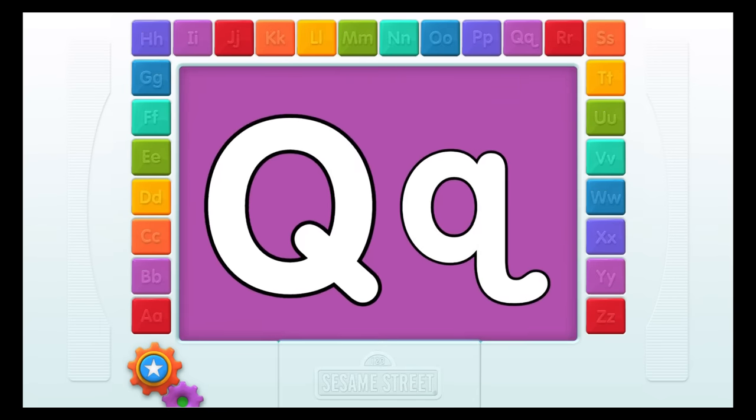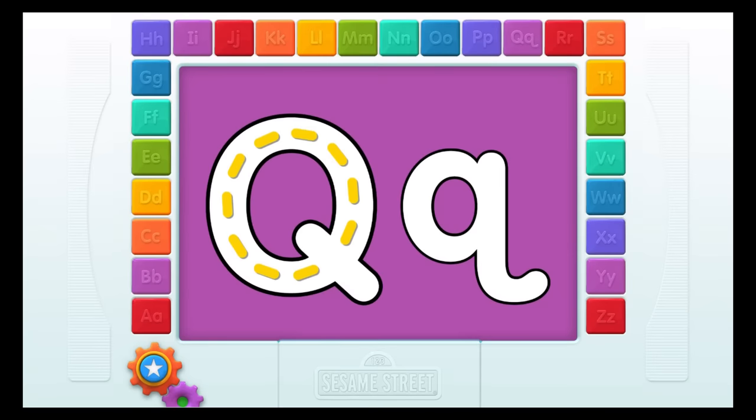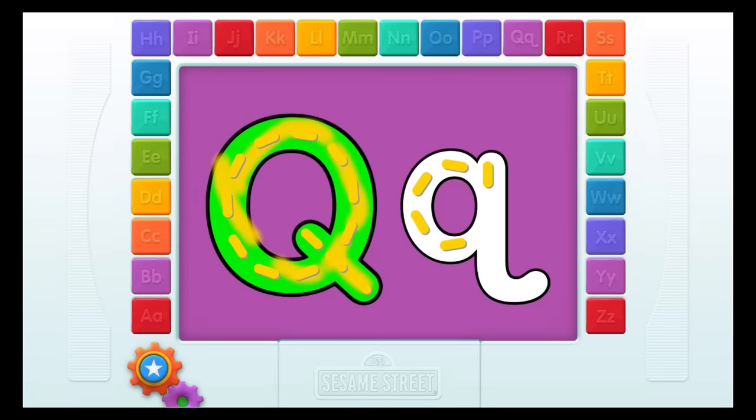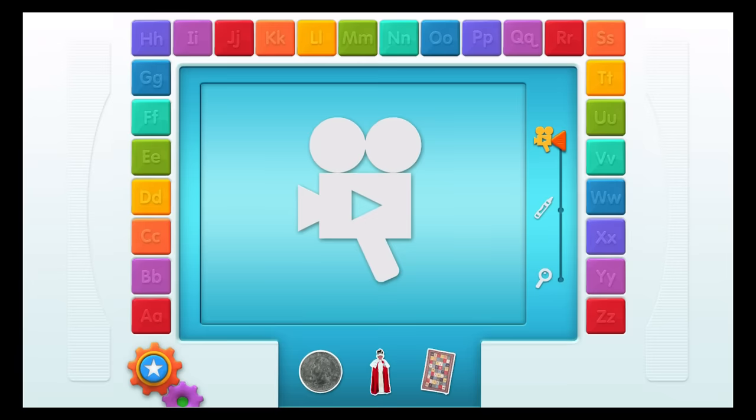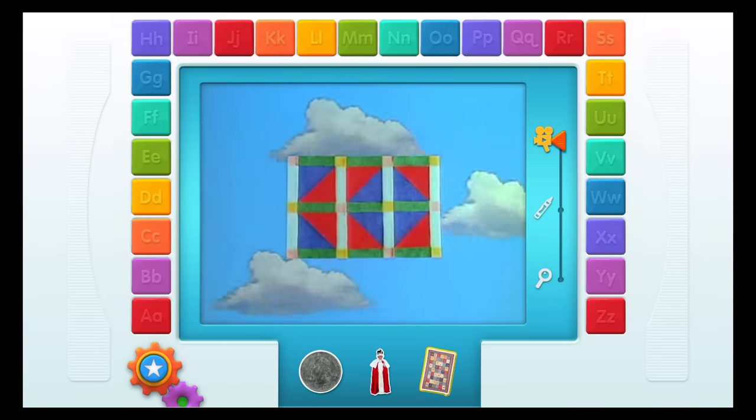Q. Elmo loves this letter. Draw the letters with your finger. Very good. Now, make the lowercase letter. Q. You made them both! Hooray! Choose one of these things! Touch it with your shoe! Quilt!